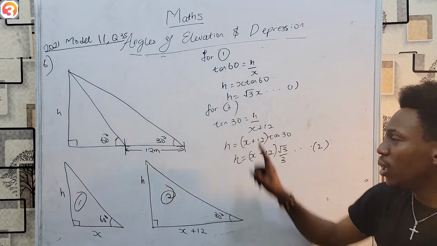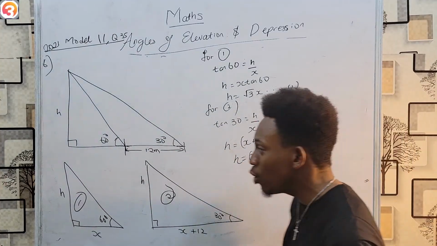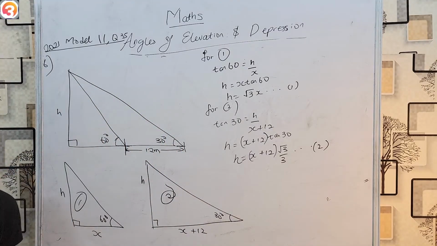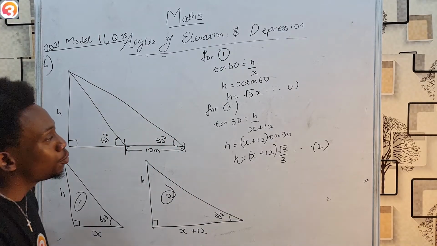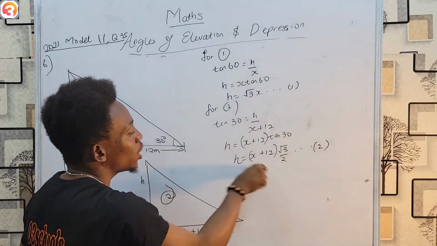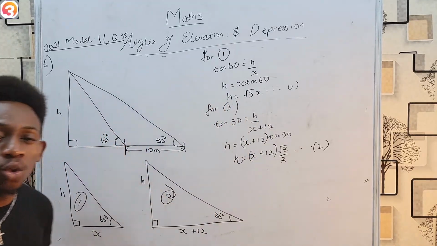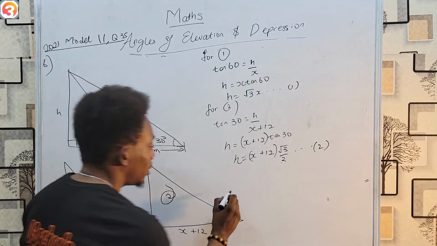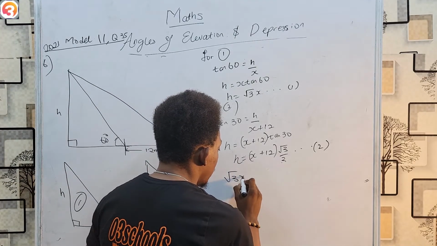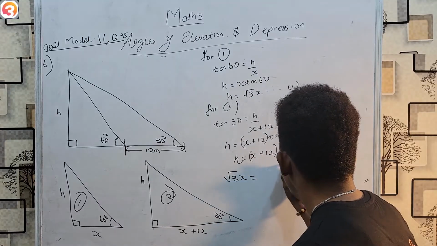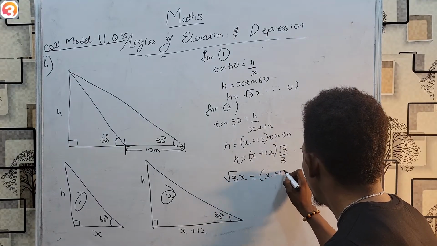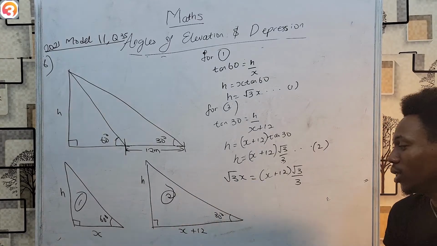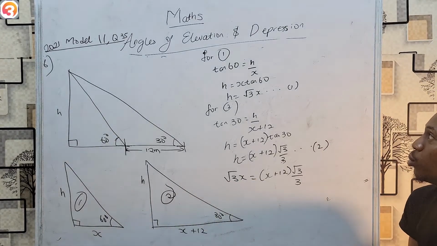Now, if both of them cost 250, does that not mean that if we simply exchange them, nobody loses anything? They are both equivalent, implying that if both of these are equal to h, then they are also equal to each other, implying that root 3x equals x plus 12 times root 3 over 3. It is truly that simple.